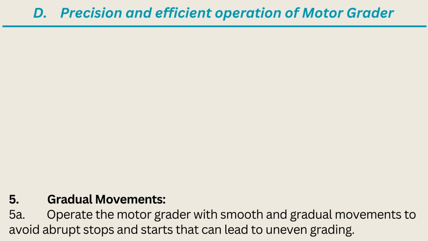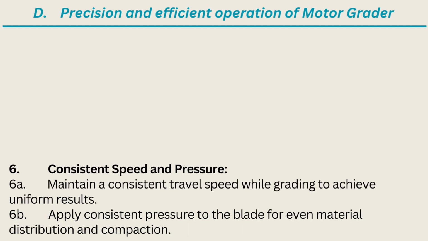5. Gradual movements. 5a. Operate the motor grader with smooth and gradual movements to avoid abrupt stops and starts that can lead to uneven grading. 6. Consistent speed and pressure. 6a. Maintain a consistent travel speed while grading to achieve uniform results. 6b. Apply consistent pressure to the blade for even material distribution and compaction.